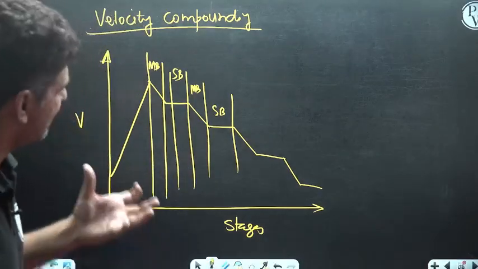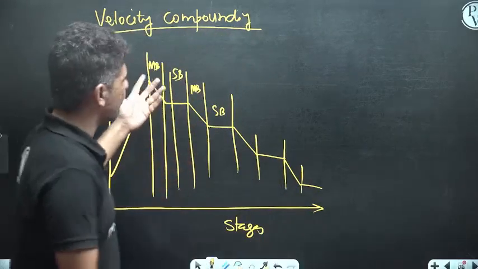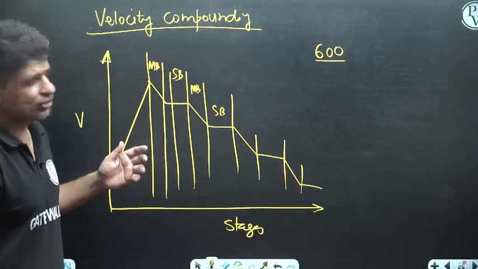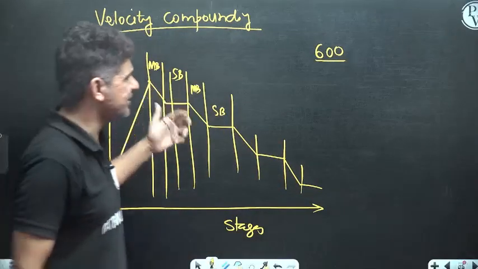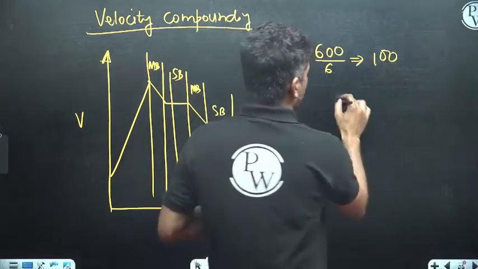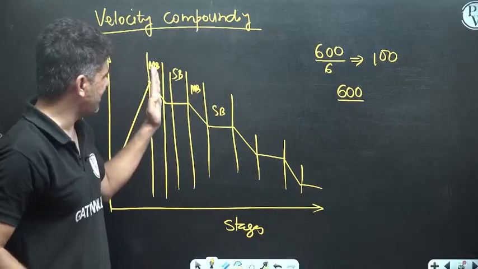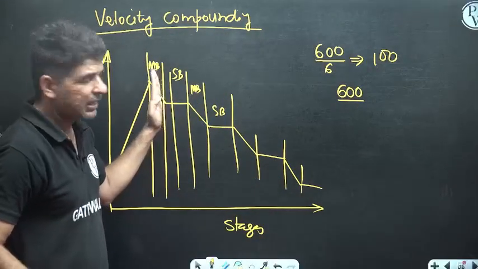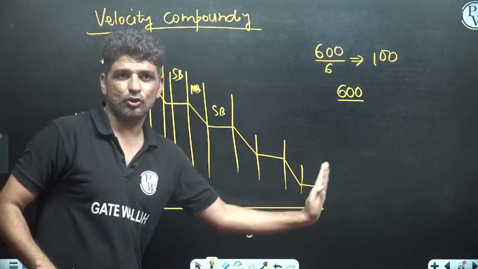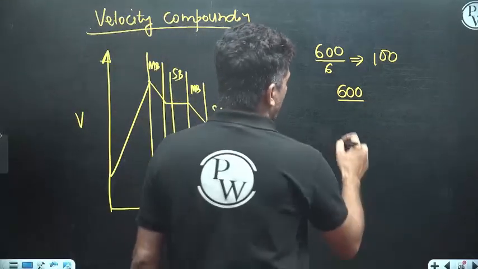This is how the Curtis turbine is actually designed. If your velocity is 600 at the inlet and there are 6 stages, the velocity will drop by 600 divided by 6, that is 100 meters per second. So velocity will be 600 at the entry of the first stage, 600 over here, then the next it will be 500, then 500, 400, 400, 300, 300, 200, 200, 100, 100 to 0. That is how generally your velocity is moving.